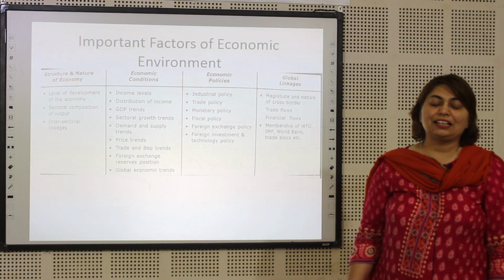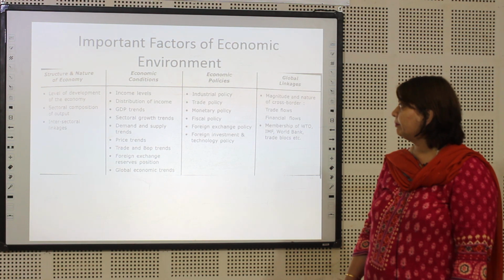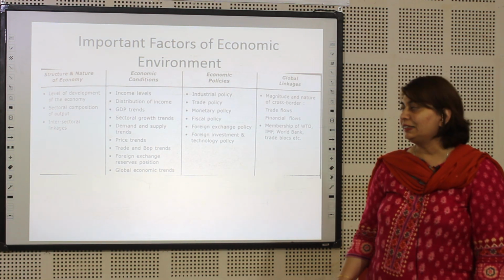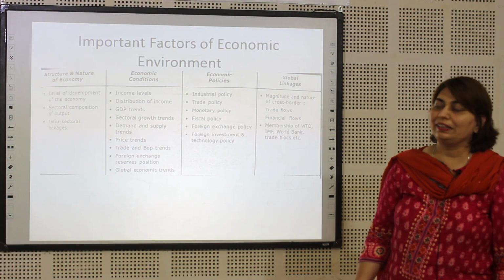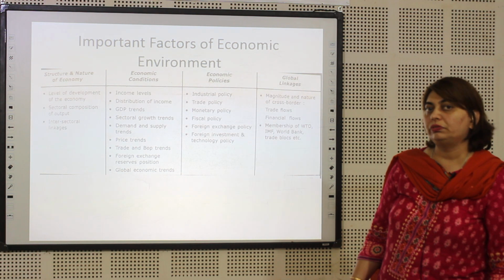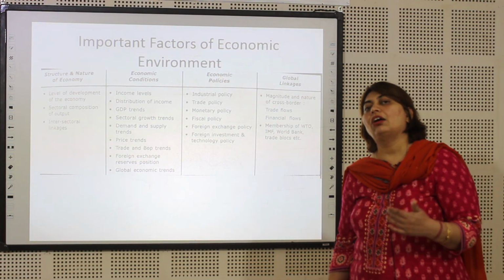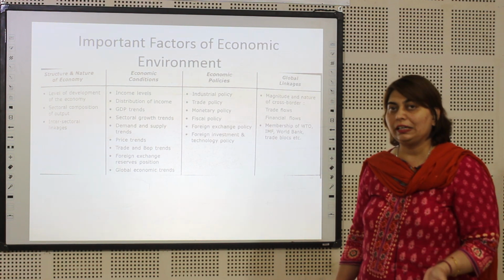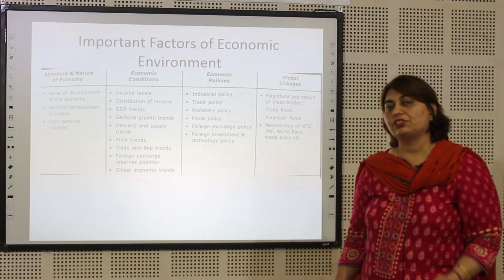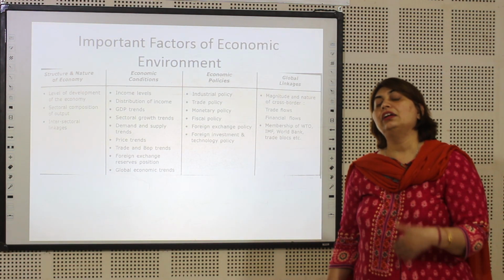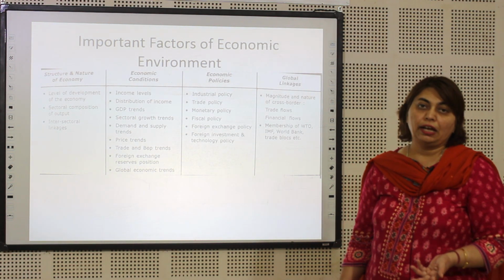We look at the structure and nature of the economy. We look at the economic conditions. We also look at the economic policies and the global linkages. When we look at the structure and nature of the composition, we look at, is the economy an agrarian economy? Is it a service-oriented economy? Or is it a manufacturing-dominated economy? So, depending on that, the kind of revenue generation is likely to happen.